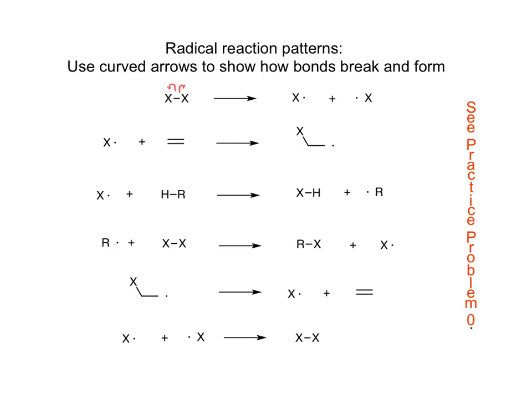In the first reaction, the bonding pair breaks to form 2 radicals. In the second reaction, the radical reacts with one of the electrons in the pi bond to form a covalent bond. The other electron in the pi bond forms a radical. In the third reaction, the X radical forms a bonding pair with one of the electrons in that H-R bond. The other electron in the H-R bond forms the R radical. And here are the remaining answers.